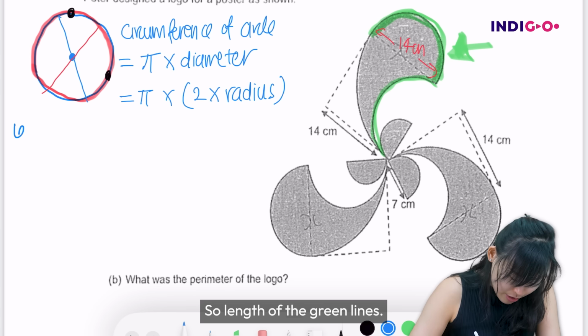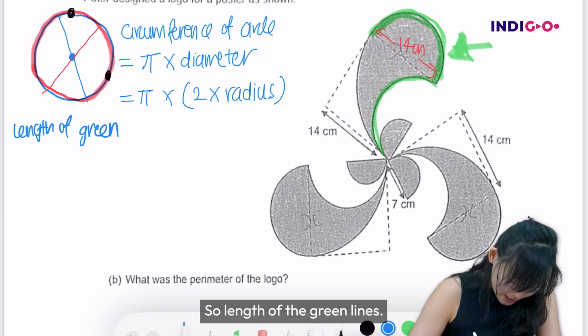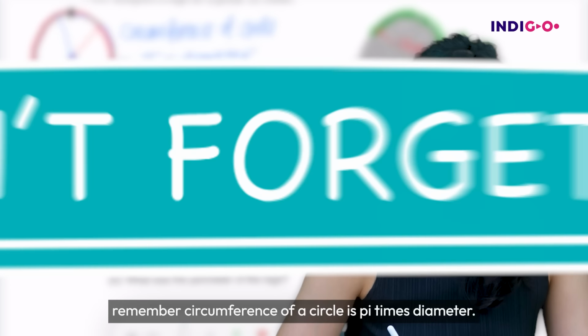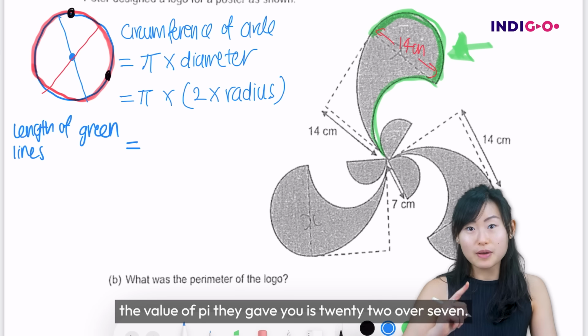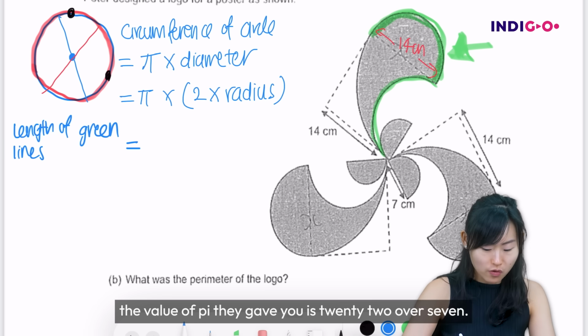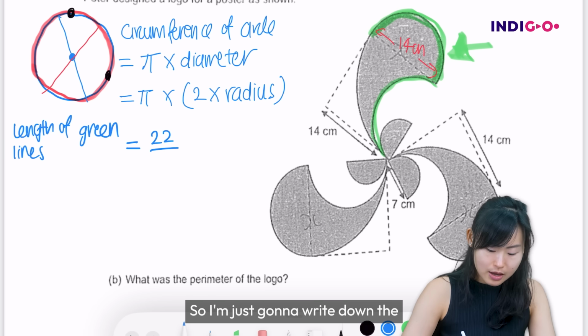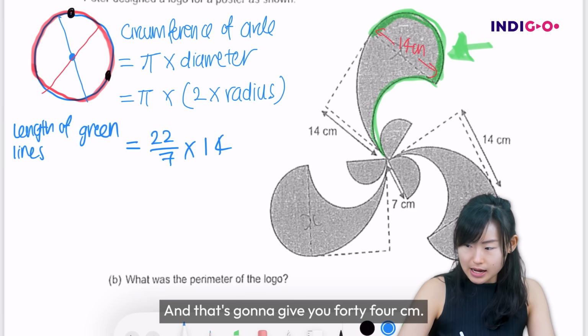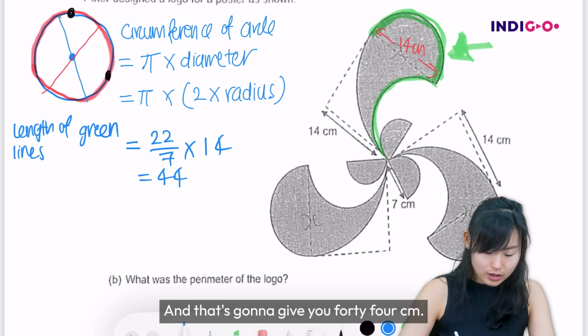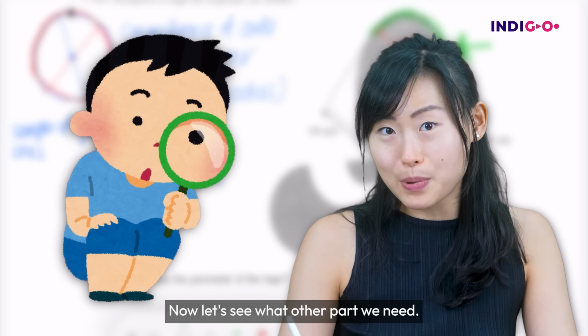So length of the green lines, remember, the circumference of a circle is pi times diameter. In this question, the value of pi they gave you is 22/7. So I'm just going to write down pi times your diameter of 14, and that's going to give you 44 centimeters. Now let's see what other part we need.